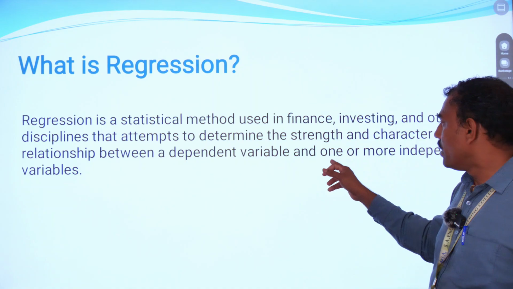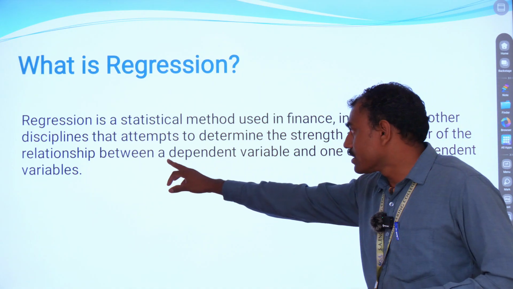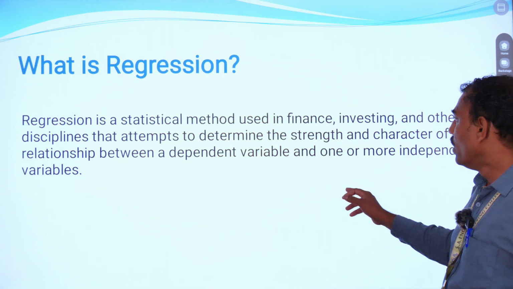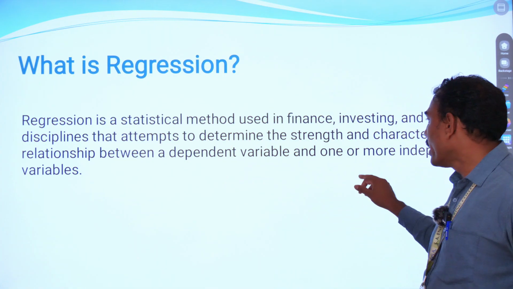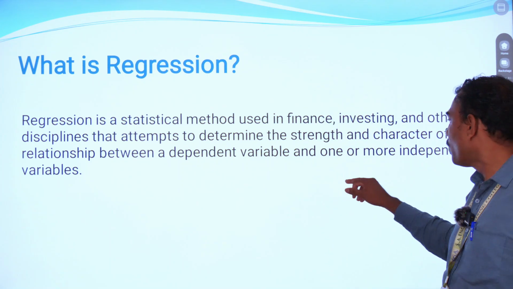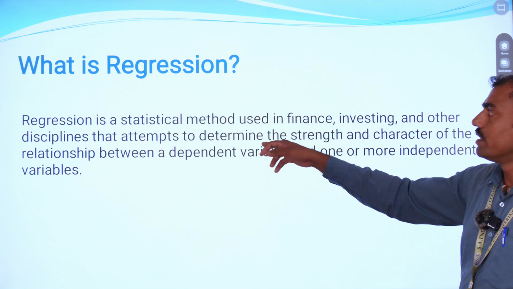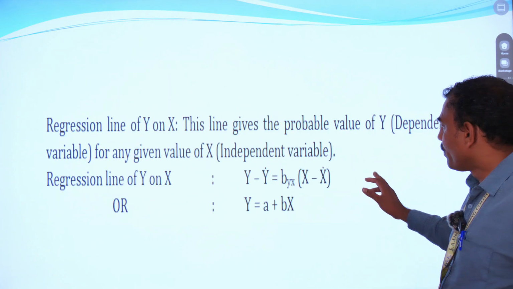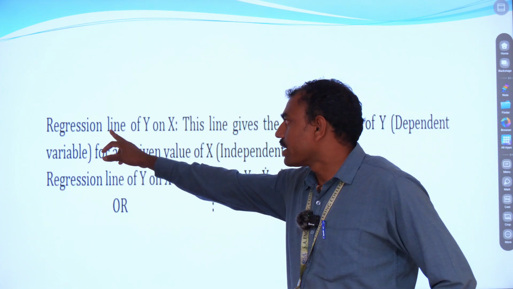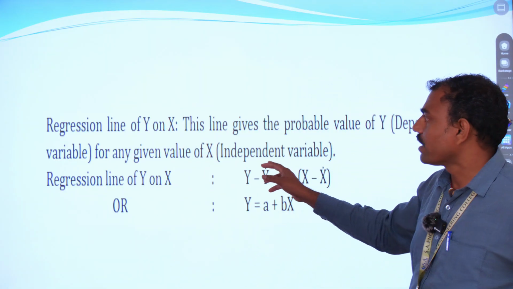Here, the relationship is between dependent variable and independent variable. Okay. One dependent variable and one independent variable means simple regression. More than one independent variable means it is multiple regression. We find the regression coefficient, which means we find a regression line. We first find the regression line.